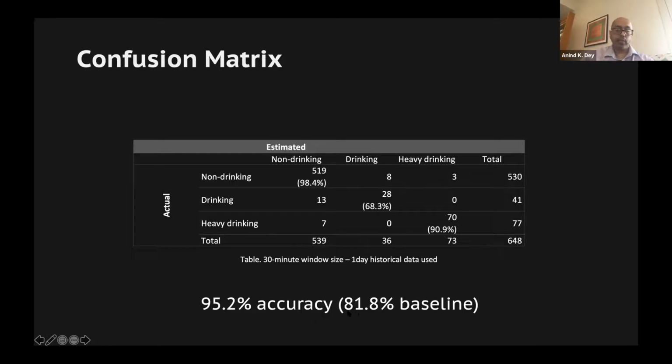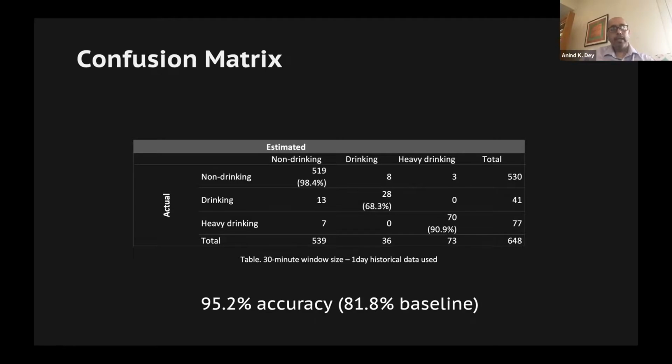And if instead you just went with time of day or day of week, or you picked the most likely class, you're looking at about an 82% accuracy. So it is fairly sophisticated and fairly accurate in terms of being able to detect drinking episodes, in particular heavy drinking episodes.